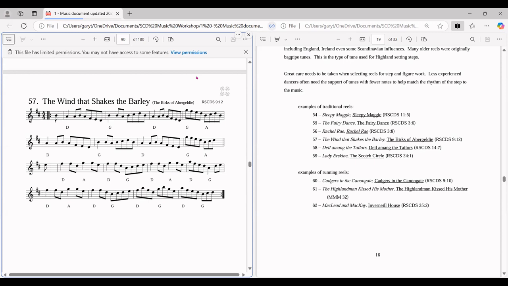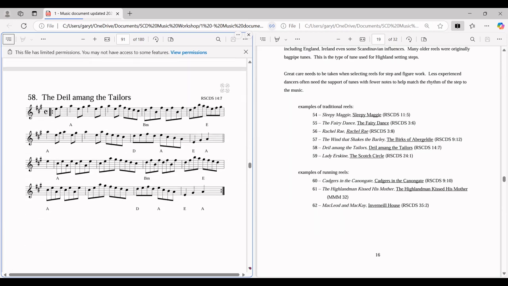Right below that, I have something called examples of running reels. Some people call them running reels. They are tunes that just plow ahead a mile a minute. And number 60 is a great example of that, Cadgers in the Canongate.